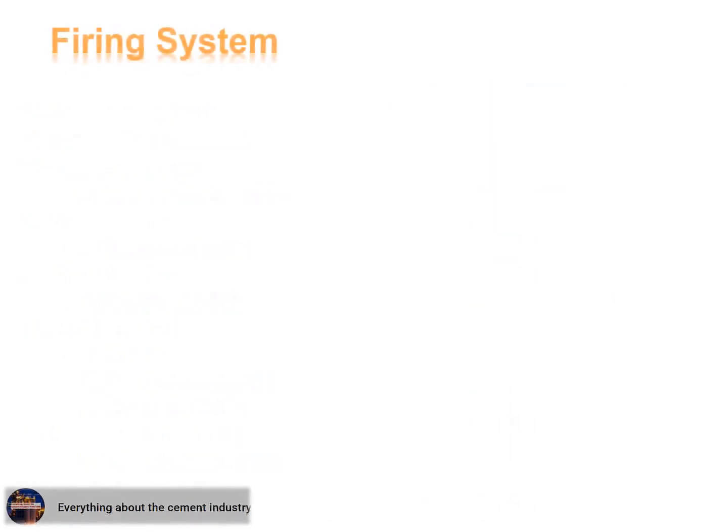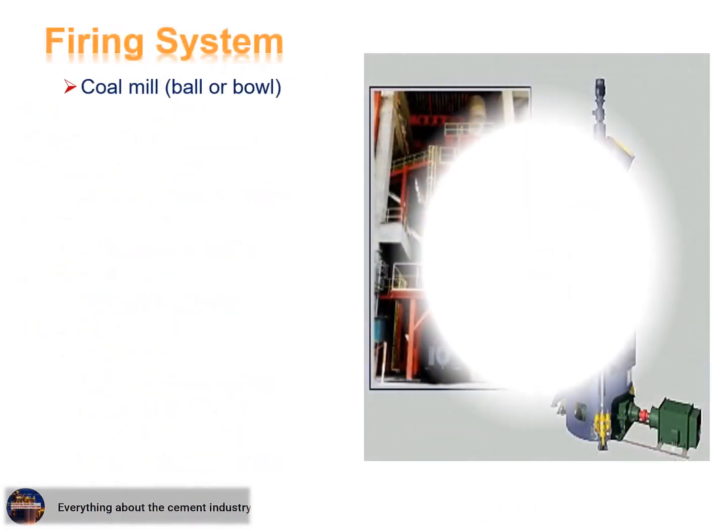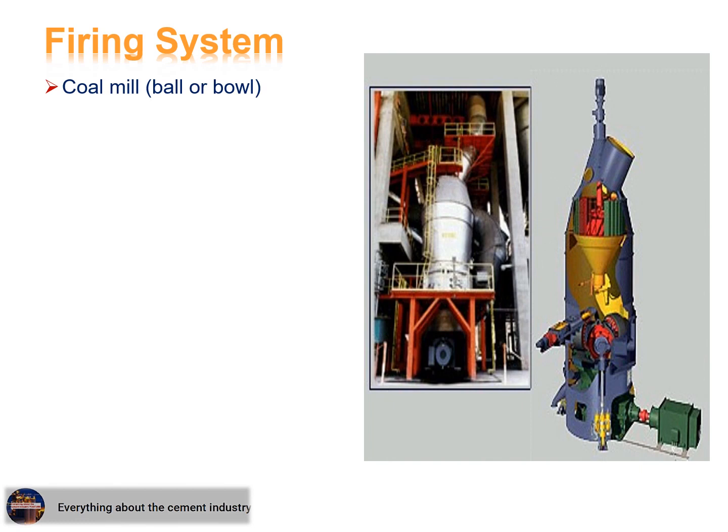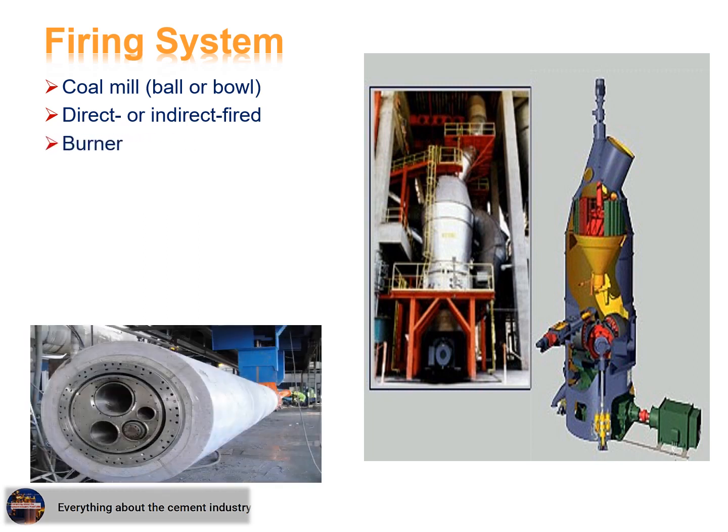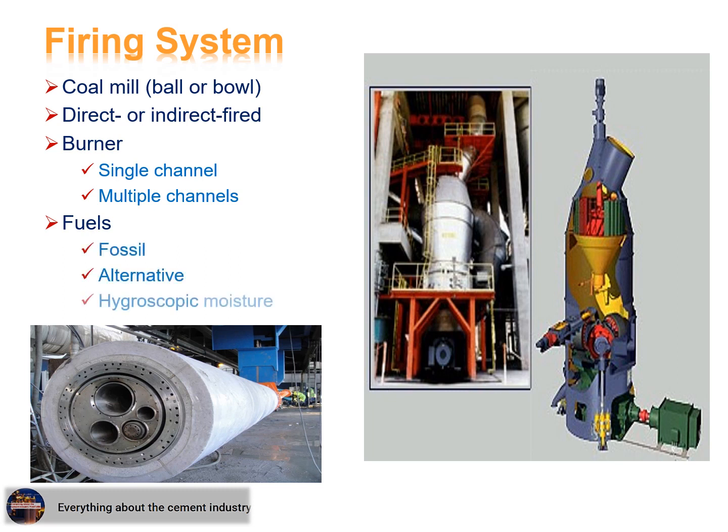Firing system. 1. Coal mill: ball or bowl. 2. Direct or indirect fired. 3. Burner: single channel, multiple channels. 4. Fuels: fossil, alternative, hygroscopic moisture.